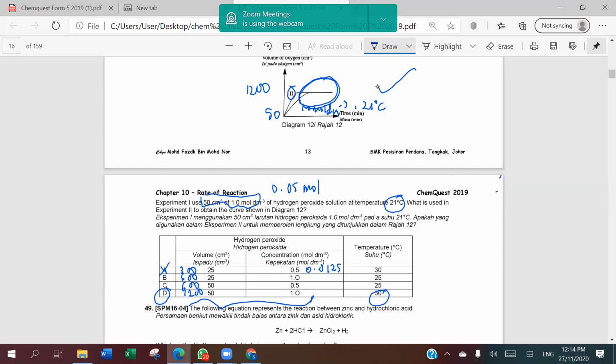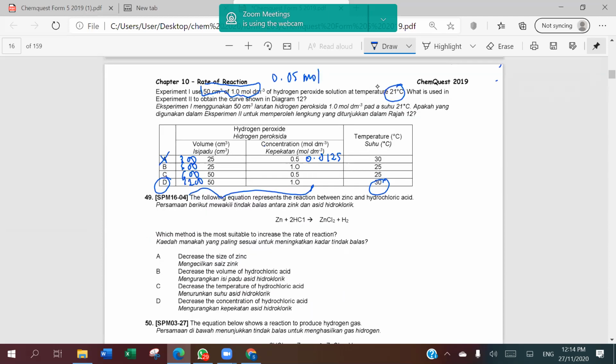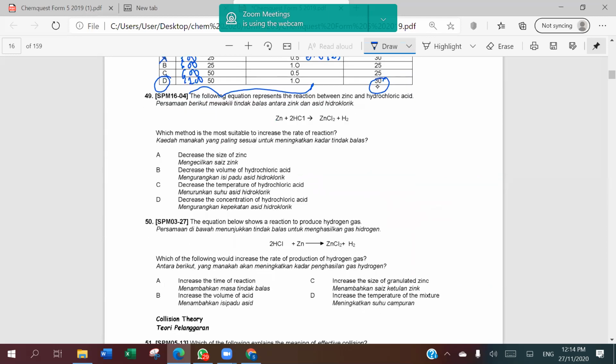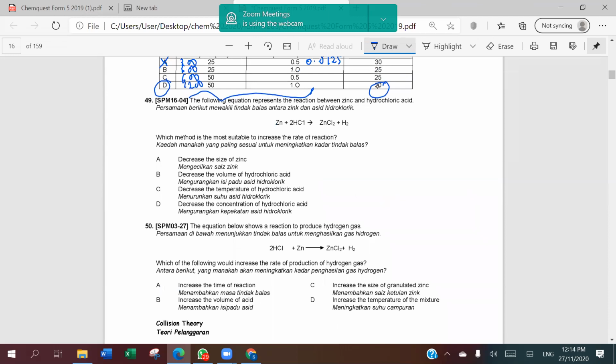You see how to answer this kind of questions, class? Now you understand better, right? Actually, it's not difficult, correct or not? You just need to know the method. Now, how can I increase the rate of reaction? Number 49.